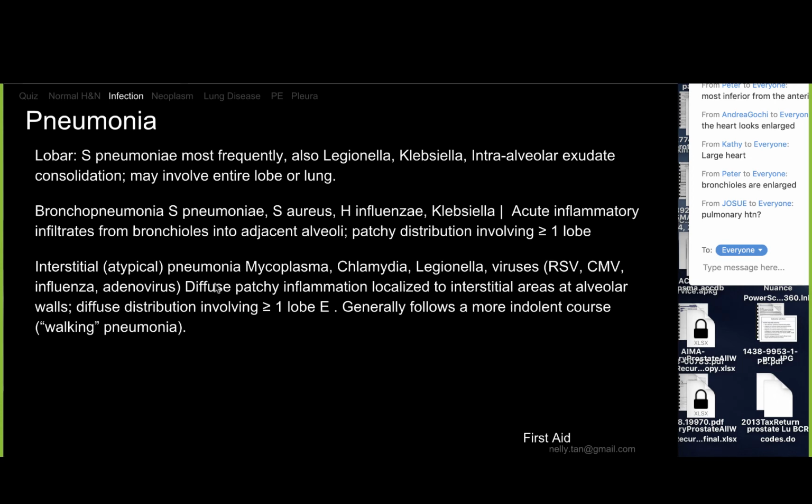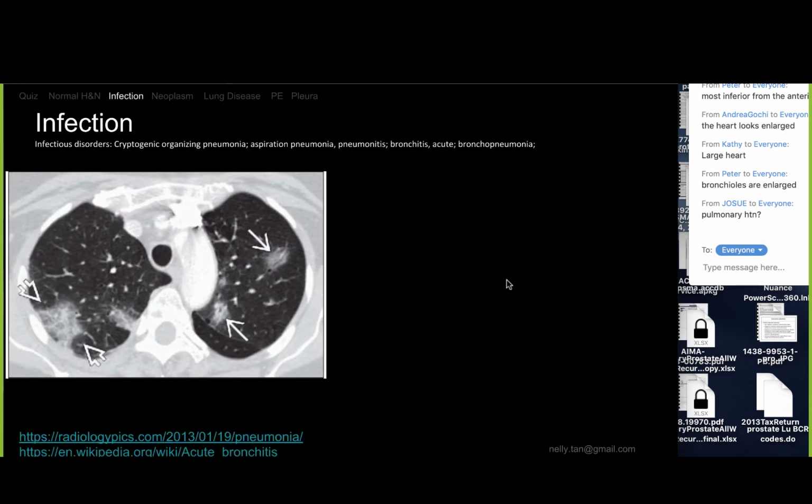Interstitial, or they call it atypical pneumonia, involves not the alveoli, but the stroma around the alveoli. So the interstitium is involved in patients. They call this like walking pneumonia because it's a little bit more indolent. We see it with mycoplasma, Legionella, things like that, and viral. We'll see some examples.